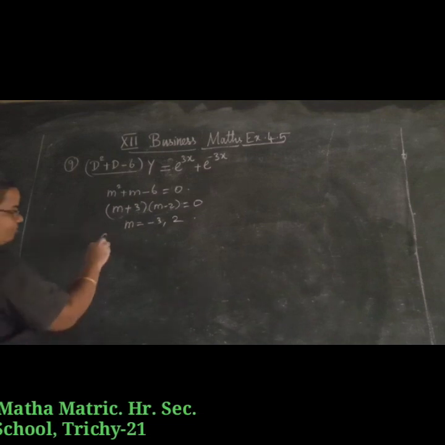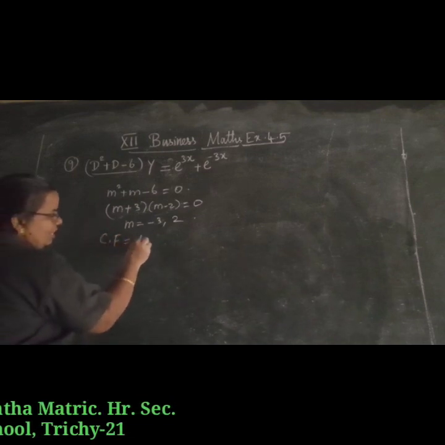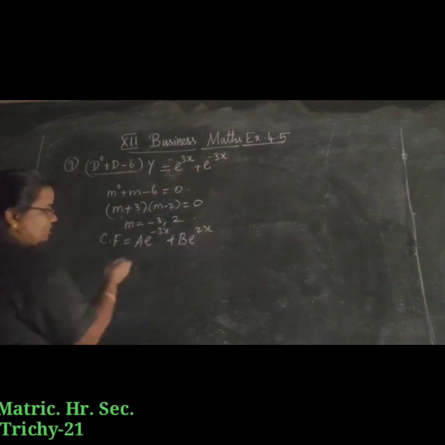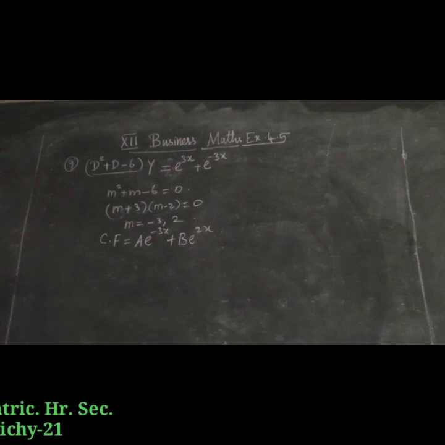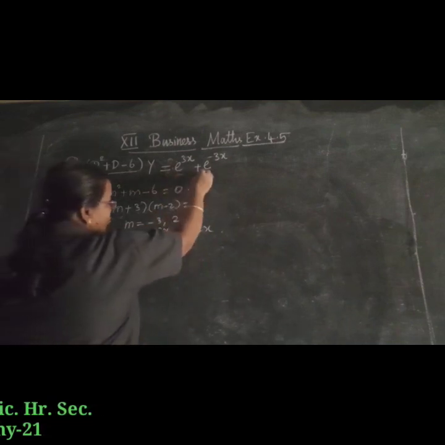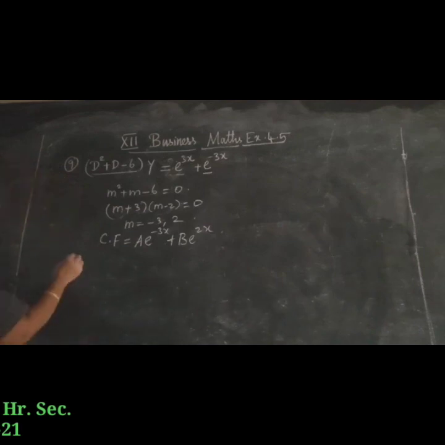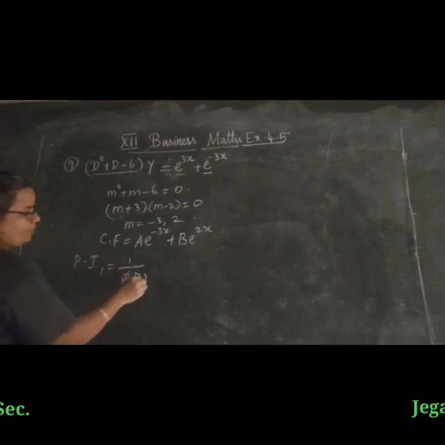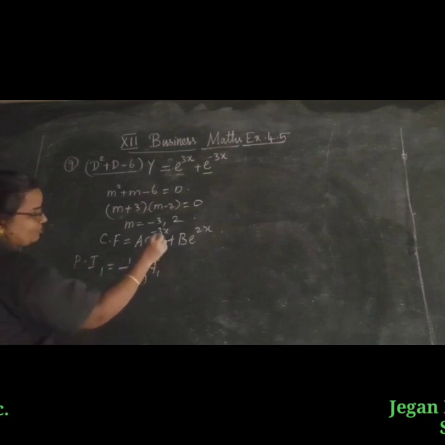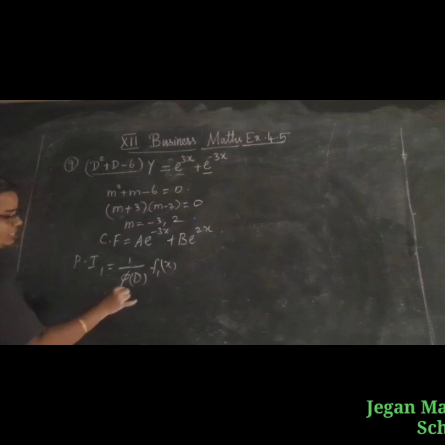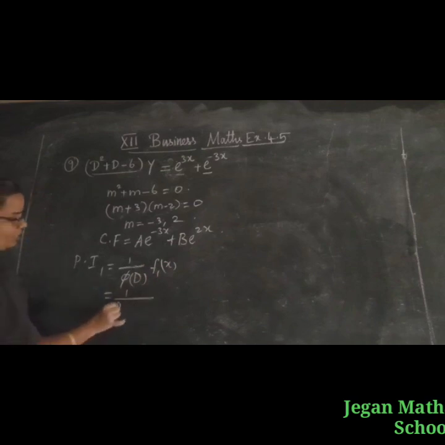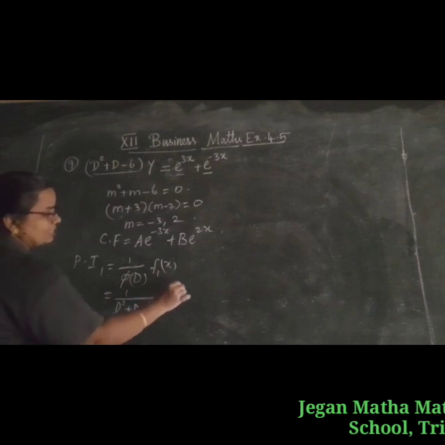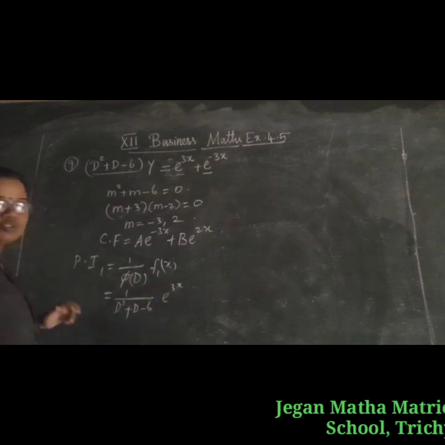So what is the complementary function? The complementary function is a e power minus 3x plus b e power 2x. And next we have to find the particular integral. There are two terms here, so we take particular integral 1, that is 1 by f(D) into f1 of x, the first term. That is 1 by (D squared plus D minus 6) into e power 3x. So instead of D you have to substitute 3.